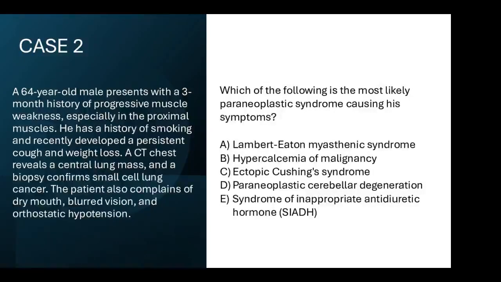The patient also complains of dry mouth, blurred vision, and orthostatic hypotension. Which of the following is the most likely paraneoplastic syndrome causing his symptoms? So I'll set up a poll now. So essentially, in this case, we've got the diagnosis and we need to identify which of the following syndromes is causing these symptoms.